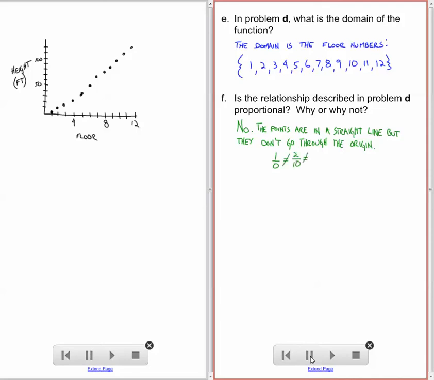I'll explain this in just a second. When we're on floor 1, we're 0 feet above ground. When we're on floor 2, we're 10 feet above ground level. And when we're on floor 3, we're 20 feet above ground level. These ratios don't equal each other. That's why this is not a proportional relationship.